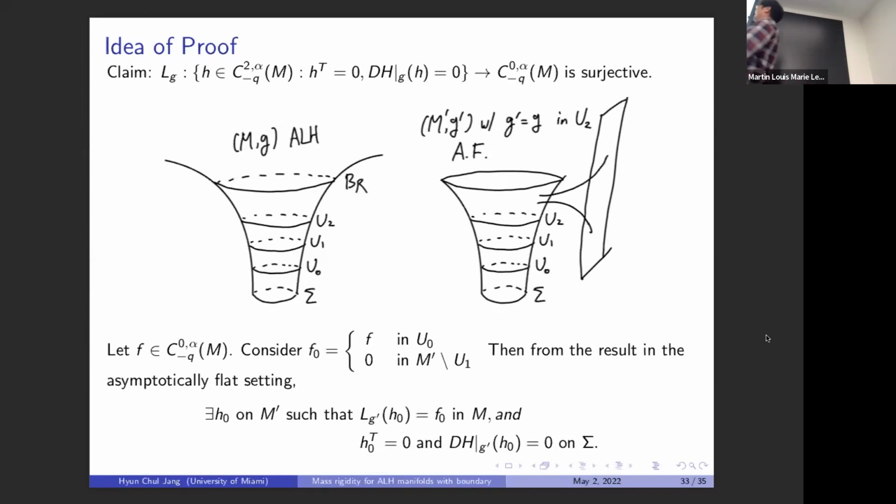So maybe I explain. We start with some function f. We want to get L_g h equal f, and we are looking for the solution h for that. So we pick f there. To control the boundary behavior, we consider this auxiliary function f naught, which is exactly f in this neighborhood, and outside of this U1 is zero. Then from the result in the asymptotically flat setting, we can throw out the infinity and put this flat end somewhere here.